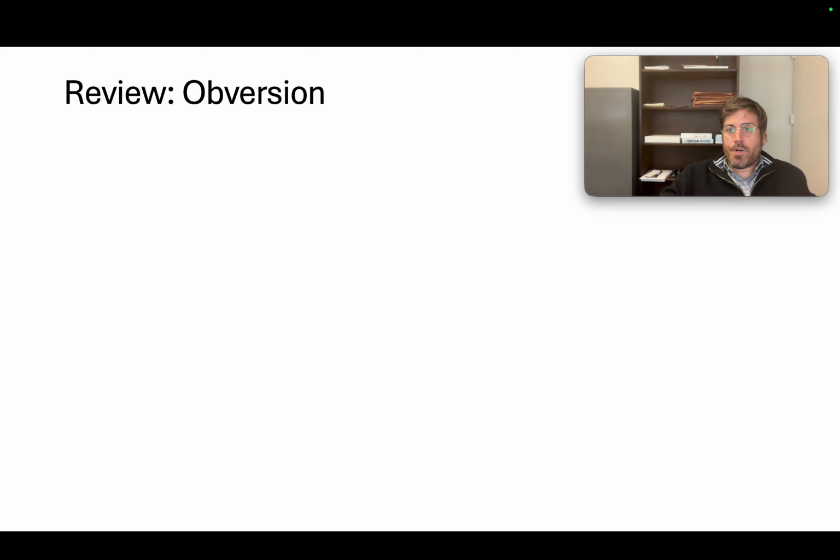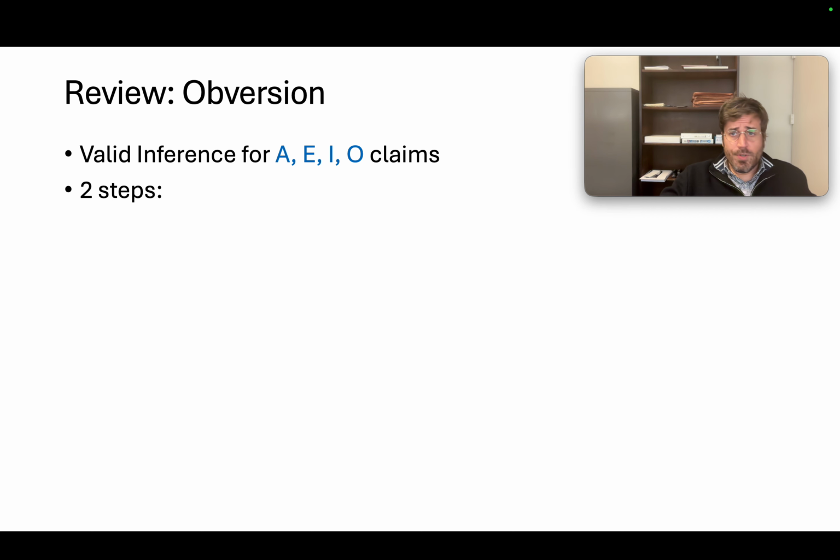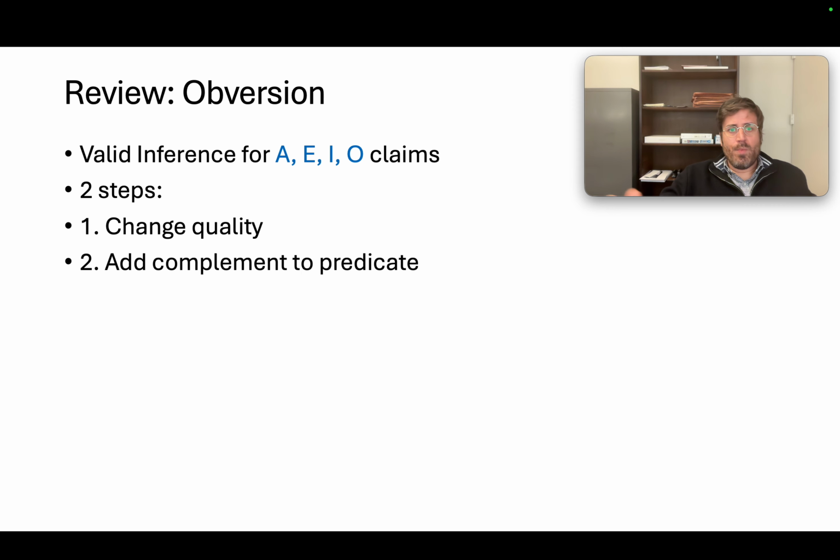Now let's talk about obversion. Just to review, obversion gets a little bit trickier than conversion, I think. The easy thing, though, is that obversion is valid for all four types of categories. A, E, I, and O allows us to validly obvert the proposition. There are two steps to obversion. First, we change the quality. So affirmation becomes negation. Negation becomes affirmation.